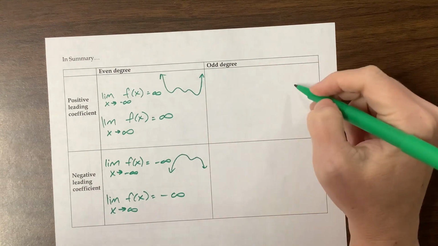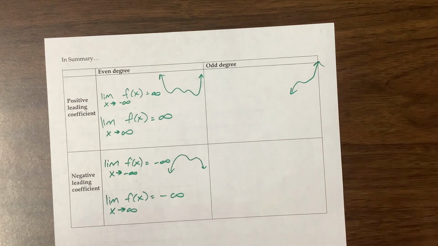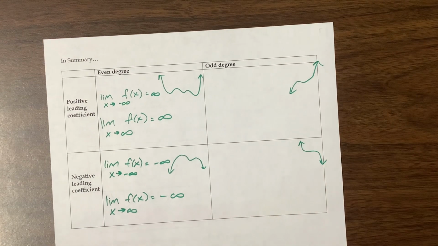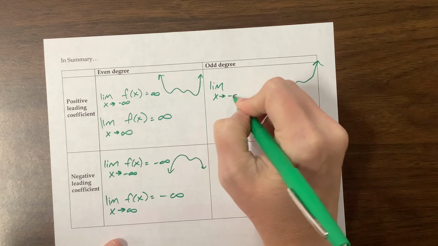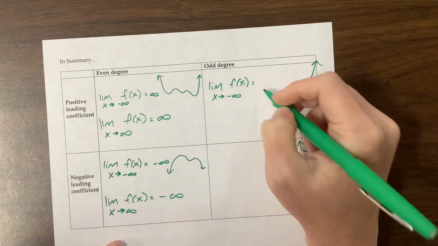Odd degree, they do opposite things. If it's a positive leading coefficient, then it ends up going in the positive direction. Who knows what it does in the middle? If it's negative, it's going to end up going in the negative direction, but they do opposite things. So the notation would be the limit as x goes to negative infinity of f of x, going to negative infinity.